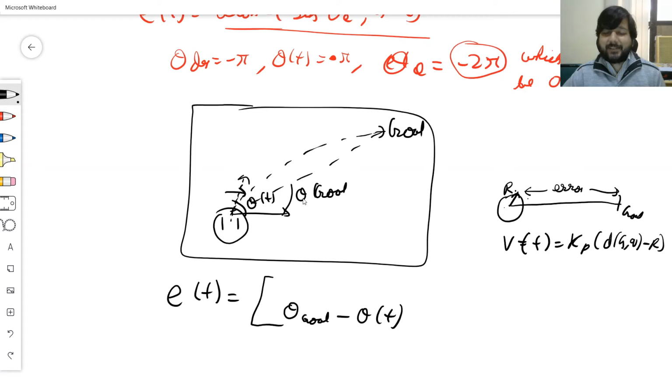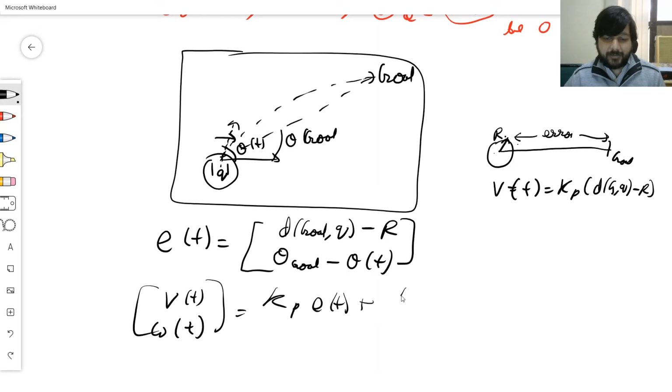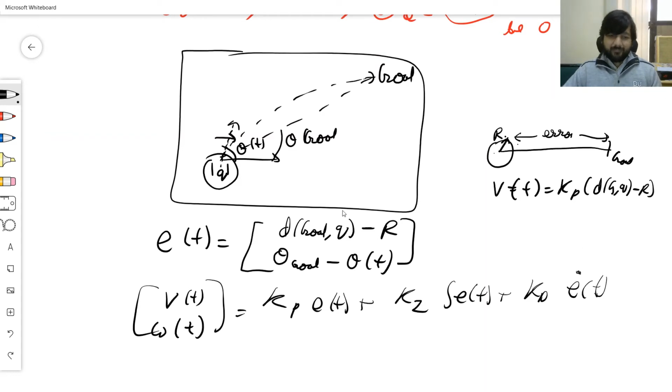And let's add this to here. So that becomes the distance between goal and my current position Q minus the radius of the robot. That's my error. And of course, my V and omega becomes Kp times e t plus I times integral of e t plus derivative of e t. That's when the robot will actually move towards this goal.